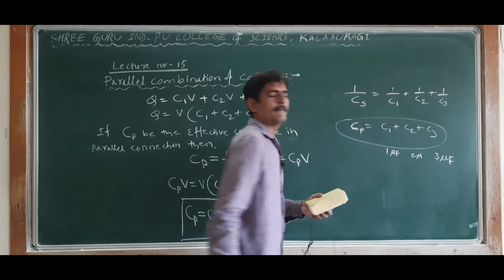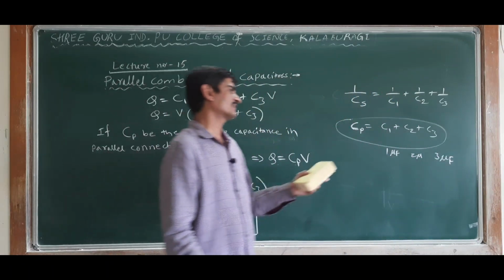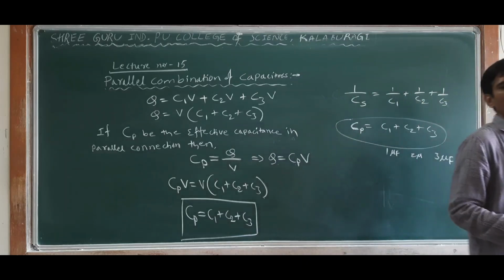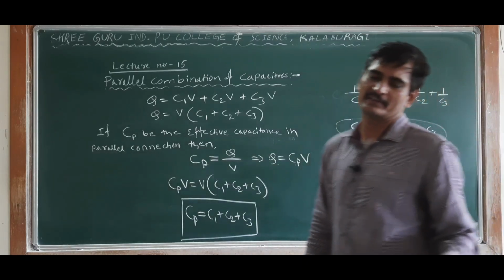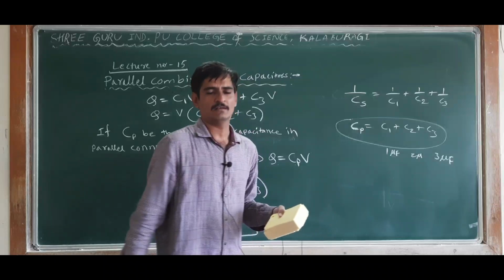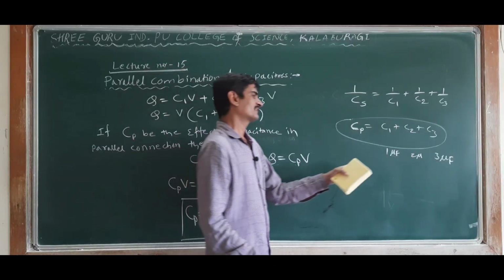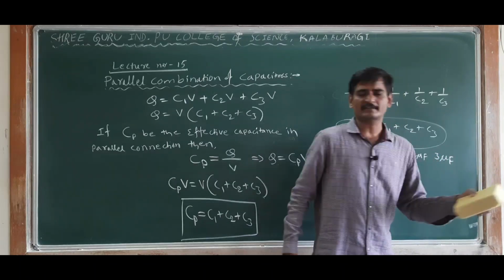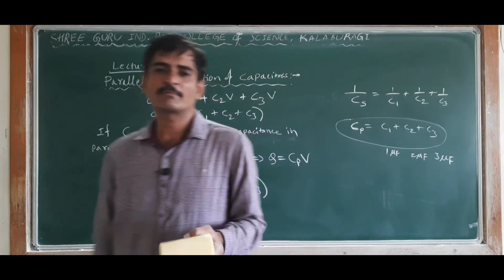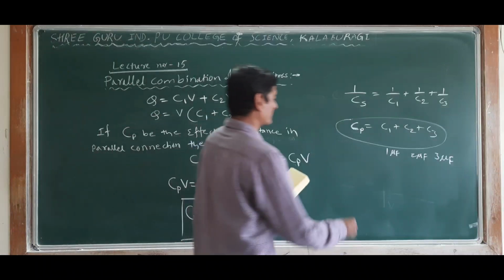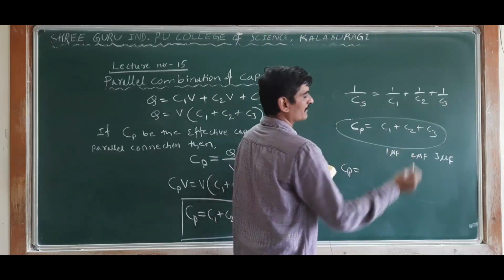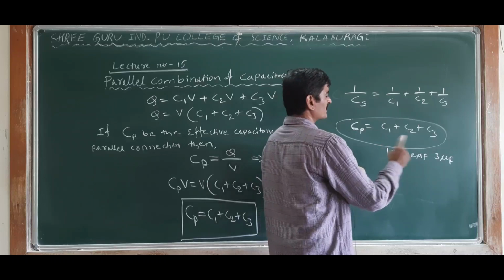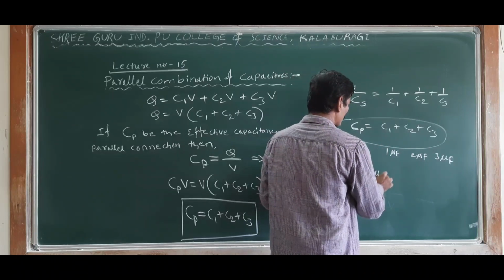So what is the parallel combination? If three capacitors are connected in parallel, then what is the effective capacitance? Question is very simple. Three capacitors, 1 microfarad, 2 microfarad and 3 microfarad are connected in parallel. What will be the effective capacitance? Cp is equal to C1 plus C2 plus C3. This is 1 plus 2 plus 3, that is 6 microfarad you will get.